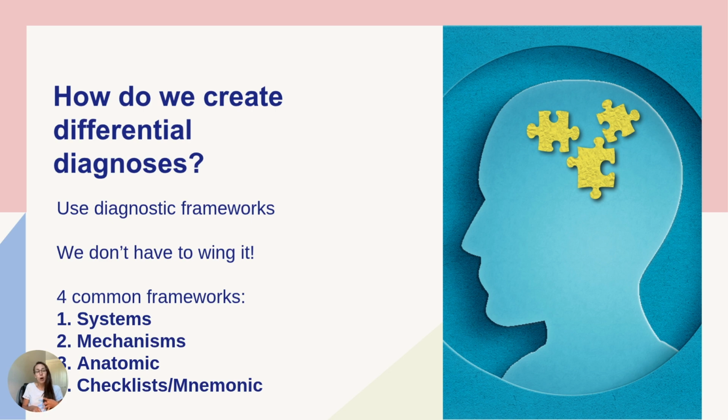So, the four common frameworks used in medicine are the systems framework, the mechanisms framework, the anatomic framework, and the checklist mnemonic framework. Again, really important to highlight that it's not a one size fits all. It's really up to you to figure out what framework works best in your brain to organize a case in front of you. And I'll go through many case examples of what I mean by this.